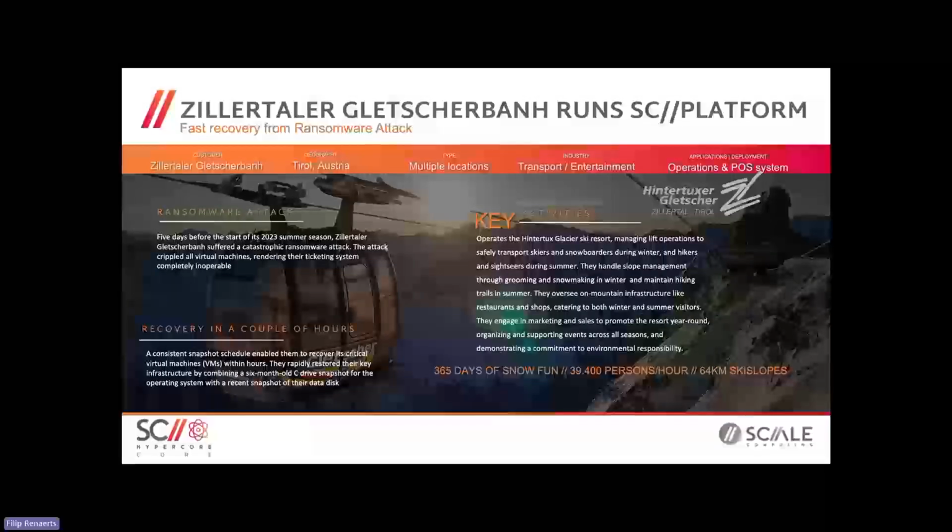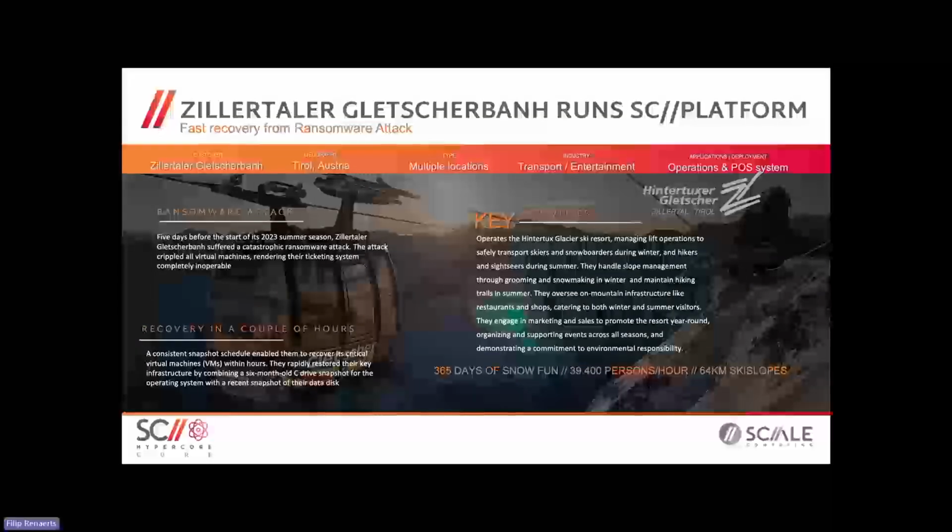So we have a customer which is Zillertaler Gletsjerbahnen. For those who are a fan of skiing, they are the operators of the Hintertux Glacier. That means operating lifts, ski slopes, restaurants, point of sale systems, etc. They are a winter resort, and you can ski during winter, which is one of the unique locations. They can transport up to 40,000 people per hour, and they have 64 kilometers of ski slopes.